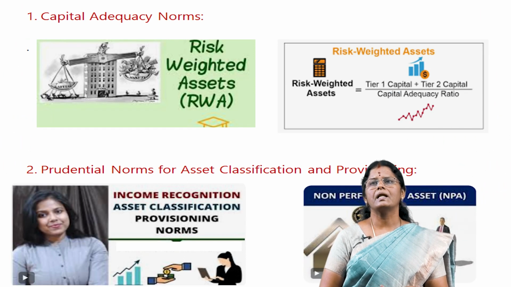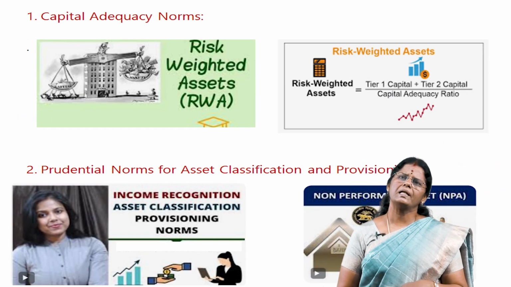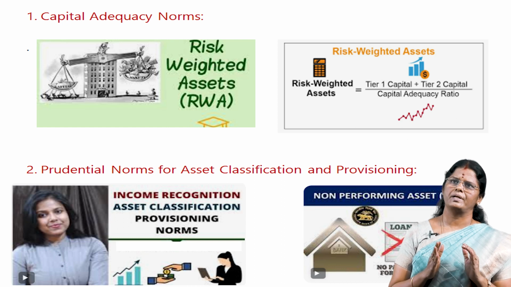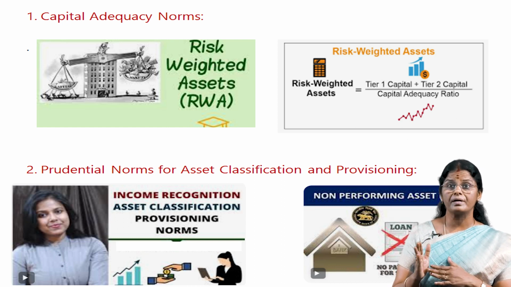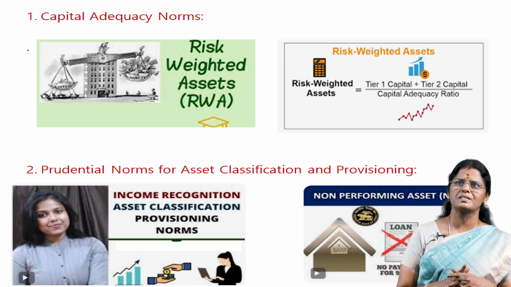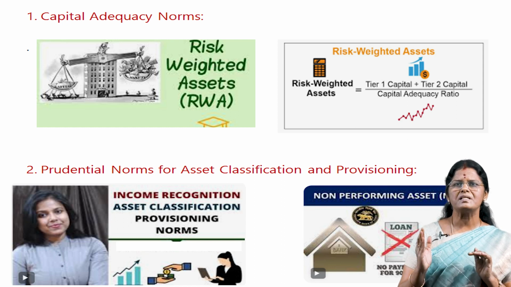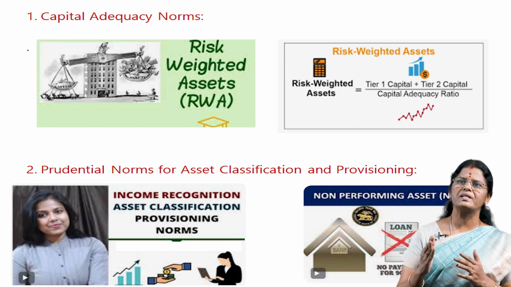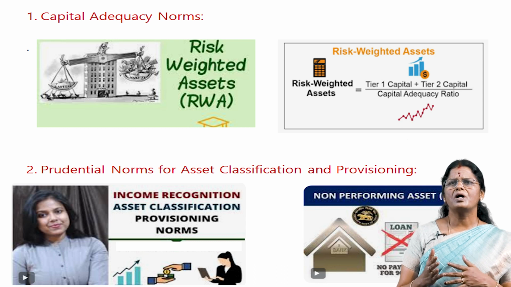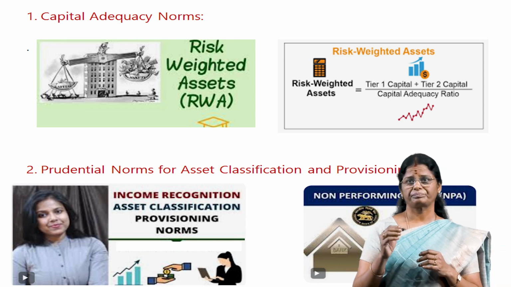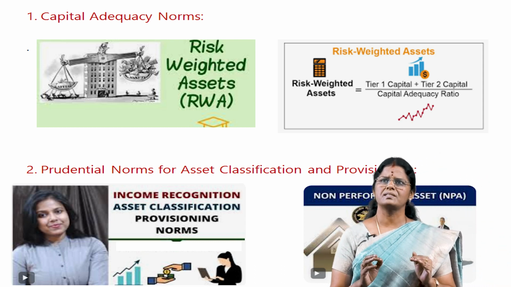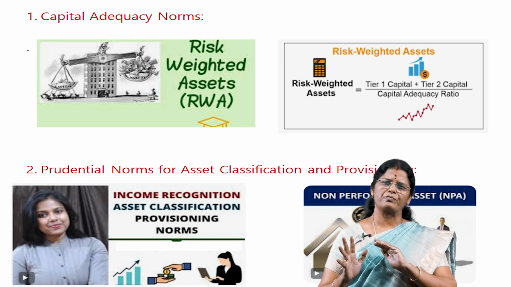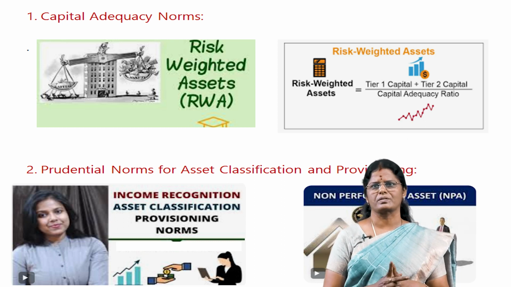First one, capital adequacy norms. Capital adequacy norms, known as the Basel III norms, specify the minimum capital requirements that banks must maintain in relation to the risk-weighted assets. These norms aim to enhance the resilience of banks and protect them from financial shocks.